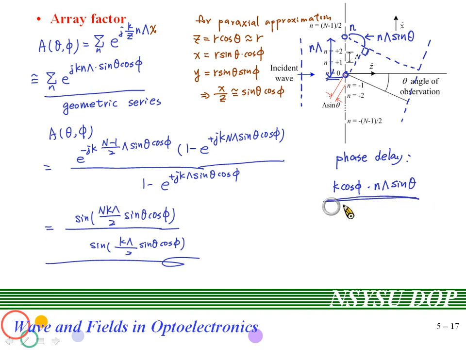And you see, this term will be the same as this term, right? So this term here and this term here just represent the phase delay for the field from the slit compared to the center slit. So each slit has a phase delay compared to the center slit, and the summation of the delay of each slit will form the array factor shown here. That is the physical meaning of the array factor.